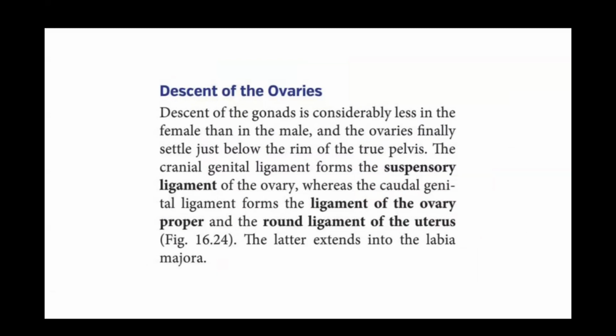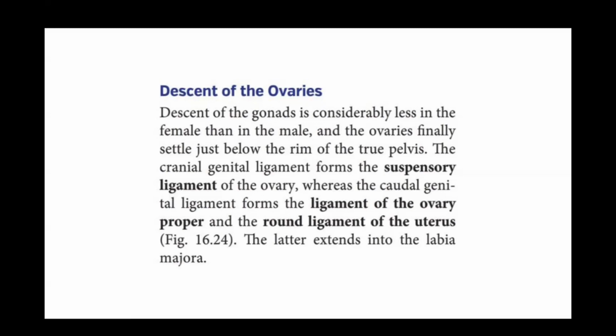We don't really talk about descent of the ovaries too much, other than the fact that the cranial genital ligament, which is again derived from the urogenital mesentery, will form the suspensory ligament of the ovary, and the caudal genital ligament will form the ligament of the ovary proper. The round ligament of the uterus is also derived from the caudal part of the urogenital mesentery, and that will extend into the labia majora.